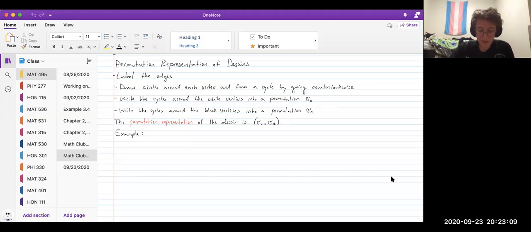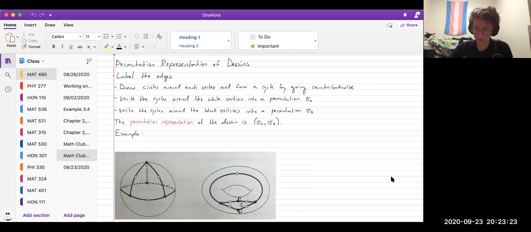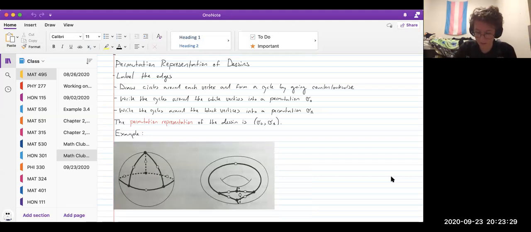As an example, I'm going to use the picture that I had before, this picture. I think this is a good example to look at. First, let's look at the sphere. Okay, so we'll look at this one first. Let's label the edges.